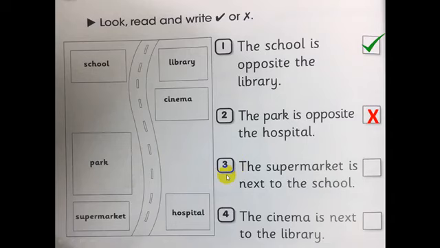The supermarket is next to the school. Is the supermarket next to the school? No, the one beside the school is a park. So, cross. Now, number four. Here we have a cinema. Is next to the library. Cinema here, next to the library. Yes or no? Cross. Very good.